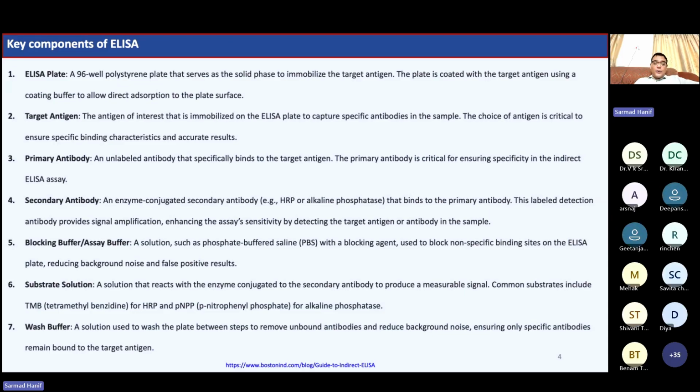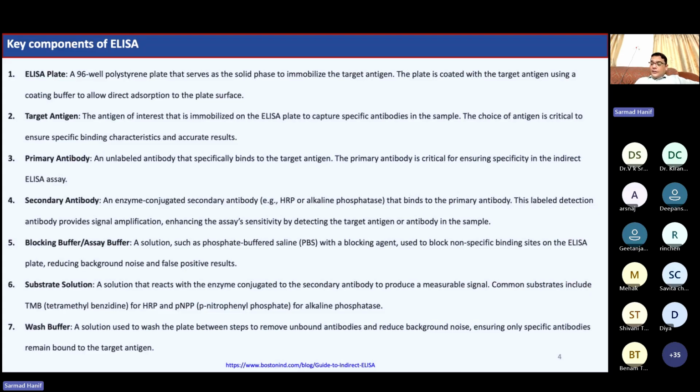Then we have the substrate solution. Already I told you that this substrate is for the enzyme which is linked to the secondary antibody, which in this case is the peroxidase enzyme. The substrate solution is basically trimethyl benzidine. For PNPP, which is nitrophenyl phosphate, it is alkaline phosphatase.